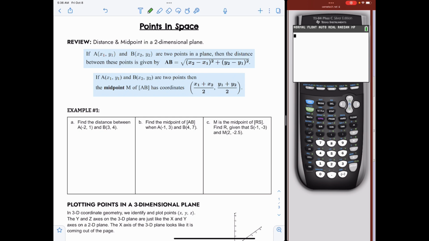Midpoint. If A is located at x1, y1, and B is located at x2, y2, then the midpoint is going to be the mean of the x values and the mean of the y values written as a point.